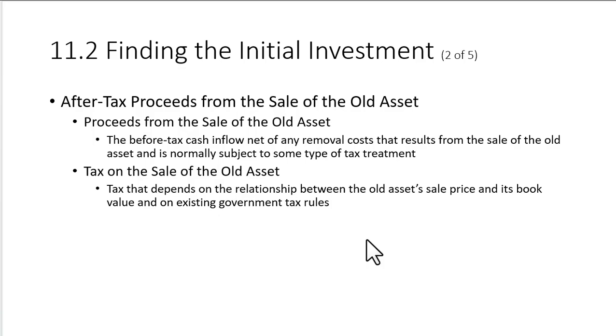How do you figure out the after-tax proceeds from the sale of the old assets? Well, of course, you know what the proceeds are. That's what you get paid. The tax determines, again, as I'm kind of repeating myself a little bit, but I want to make sure we get the pattern going here. There could be a tax on the sale of that old asset. It's determined by whether or not we make a profit or not.